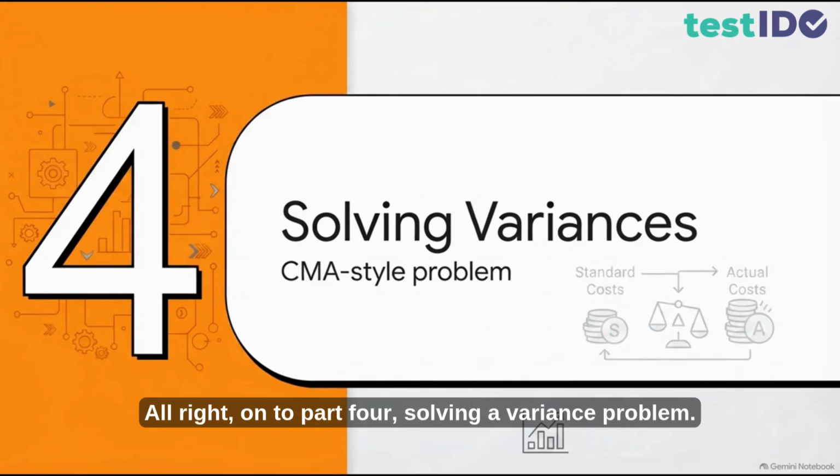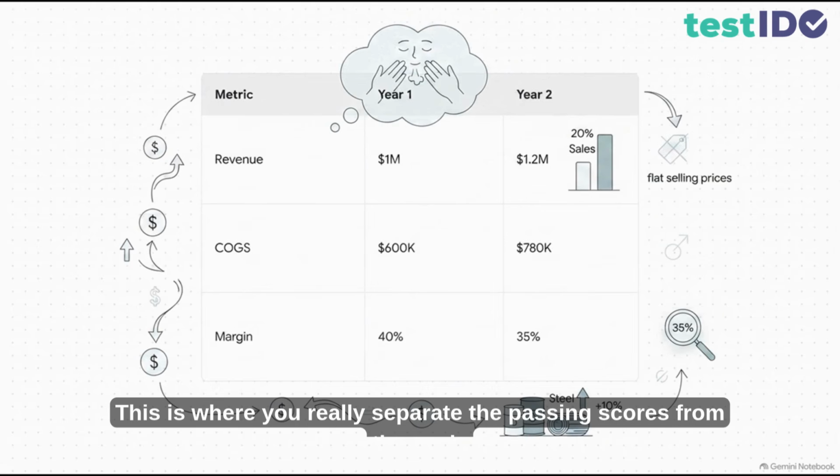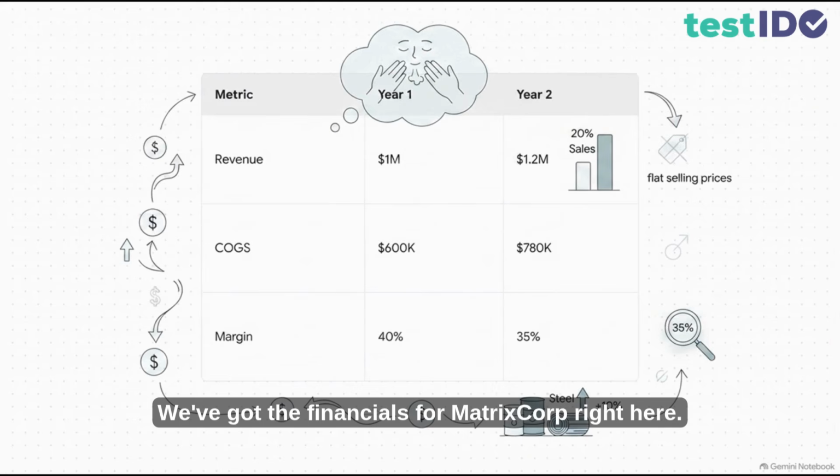All right, on to part 4, solving a variance problem. You guys are doing great, so let's take a breath and actually work through a classic CMA-style scenario together. This is where you really separate the passing scores from the pack. We've got the financials for Matrix Corp right here.